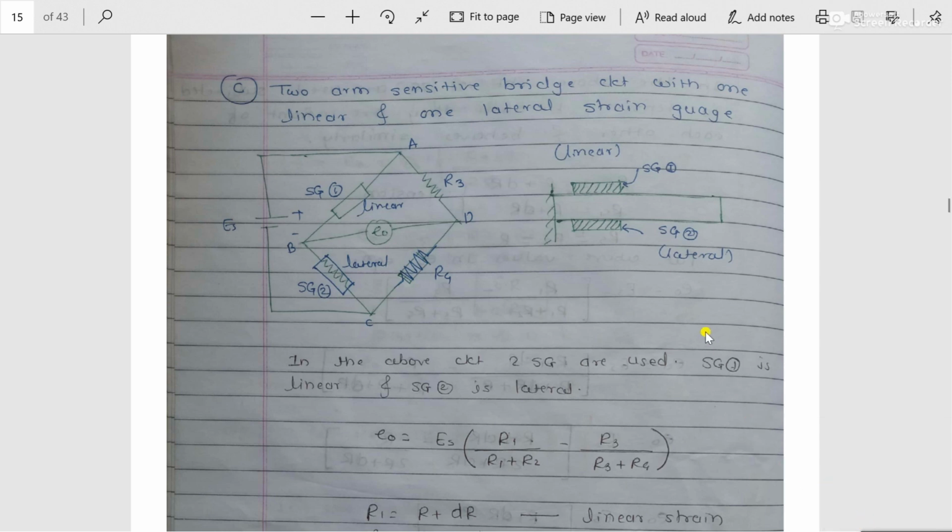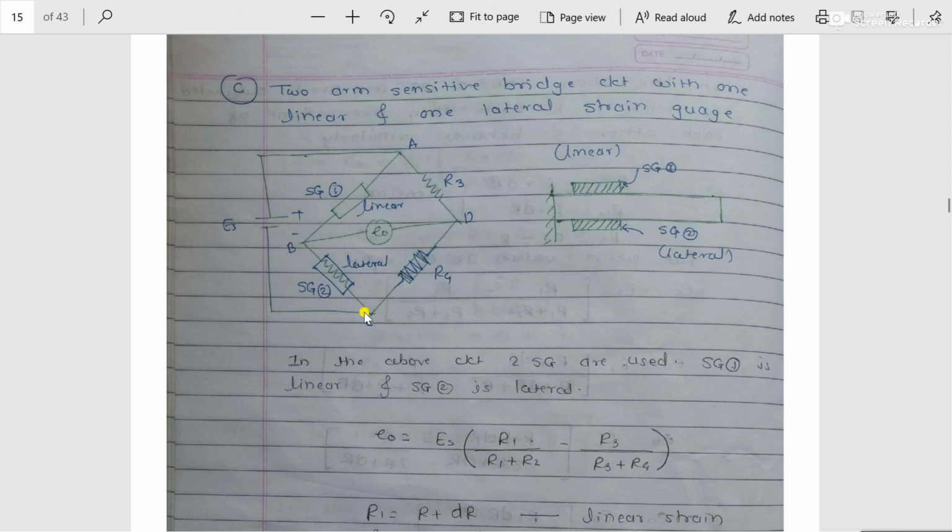So now we'll start with the two arm sensitive bridge circuit with one linear and one lateral strain gauge. Already I have explained why this particular circuit is called a two arm sensitive bridge circuit, because the Wheatstone bridge circuit consists of a total of four arms. Out of these four arms, only two arms are sensitive because only two strain gauges are mounted on the Wheatstone bridge circuit. That is, strain gauge 1 is mounted on the first arm, that is arm AB, and strain gauge 2 is mounted on the second arm, that is arm BC.